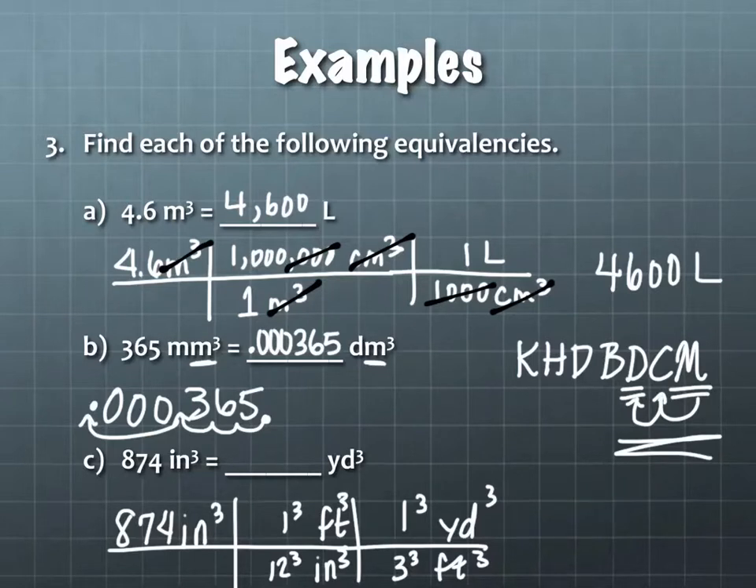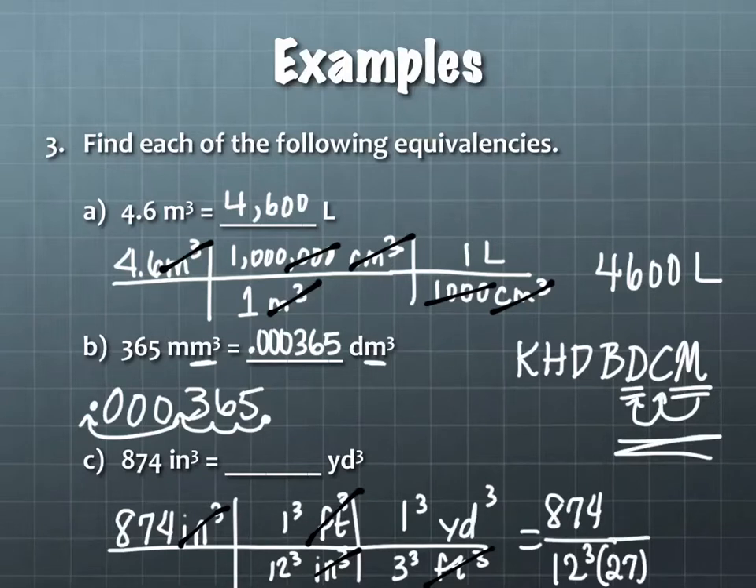Okay, good. All right, so I have my cubic. There's my cubic feet canceling, and then here's my cubic inches canceling. And so I can multiply across if I'd like. So I've got 874 across the top. Across the bottom I have 12 cubed, and I have 3 cubed, or 27. So what do you get if you multiply the numbers across the bottom and then take the number on top and divide? Does anybody have it?